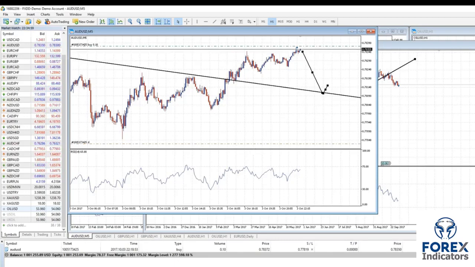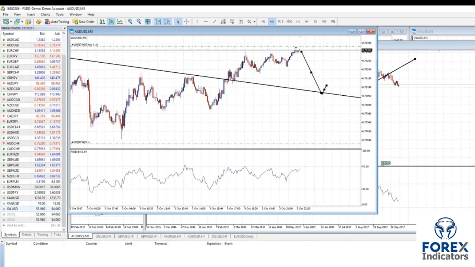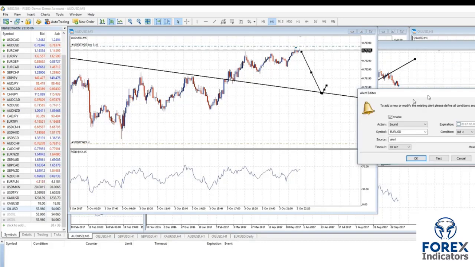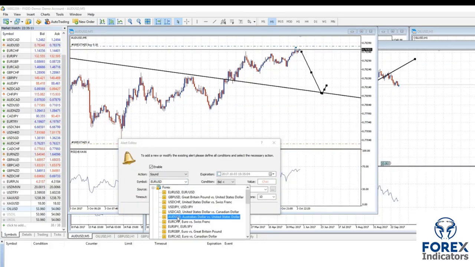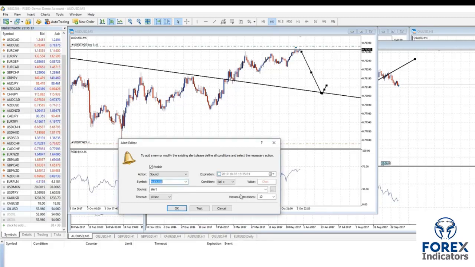In the bottom terminal, if you just click on the alerts tab and right click, you can create new. Here I'll just go ahead and put in Aussie US. So if the bid is less than, let's say, 0.7811, that's the noise that we will hear.